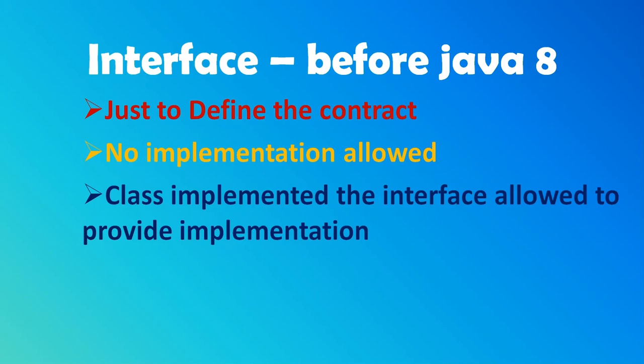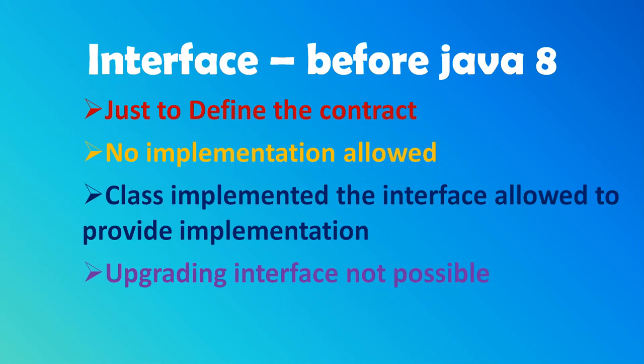So I am an interface and you are a class. If you implement me, you are allowed to use me. If you don't implement me, you're not allowed to use me. That is the concept. And upgrading an interface was not possible.